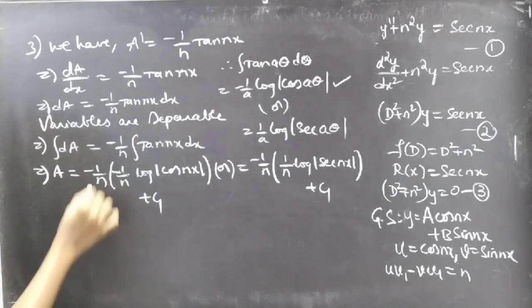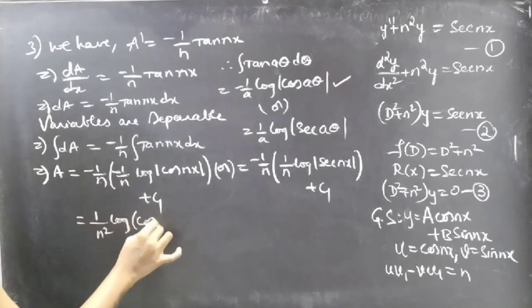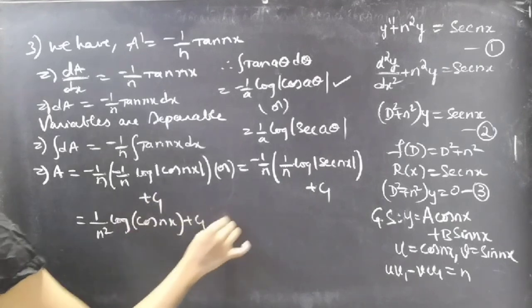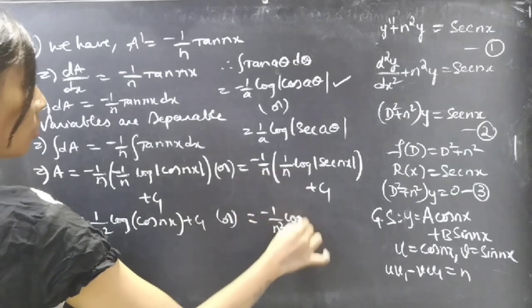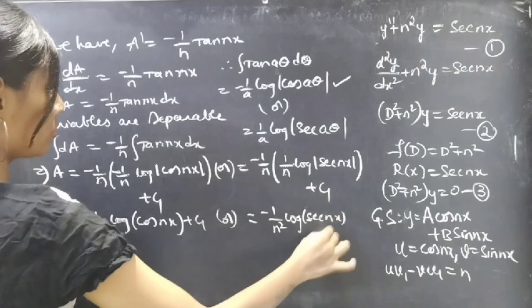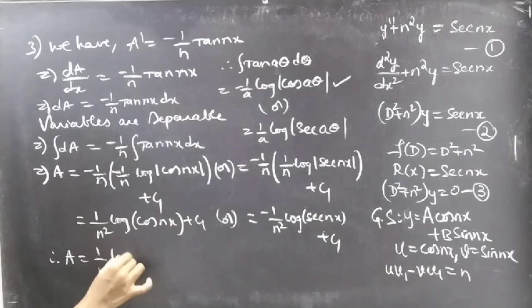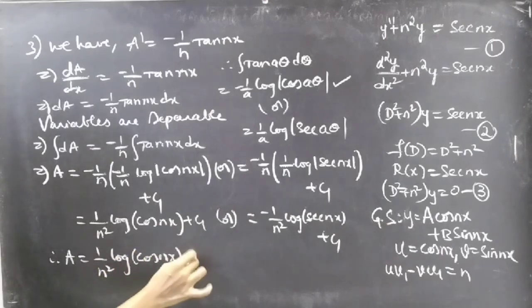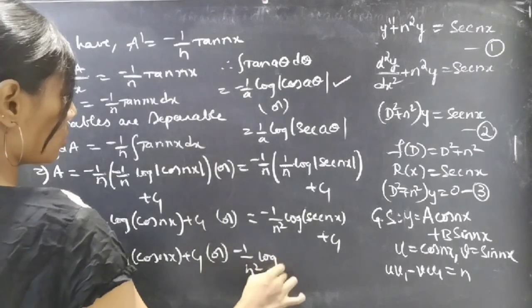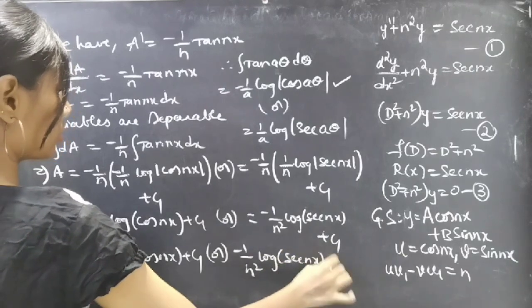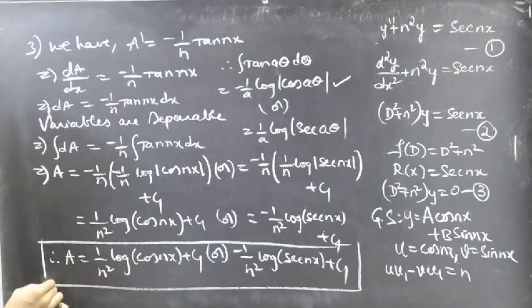This gives us a equal to minus into minus plus 1 by n into n square log of cos nx plus c1, or minus 1 by n into n square log of secant nx plus integral constant c1. Therefore a equals 1 by n square log of cos nx plus c1, or minus 1 by n square log of secant nx plus c1. So we got a, and let's now find b dash and b.